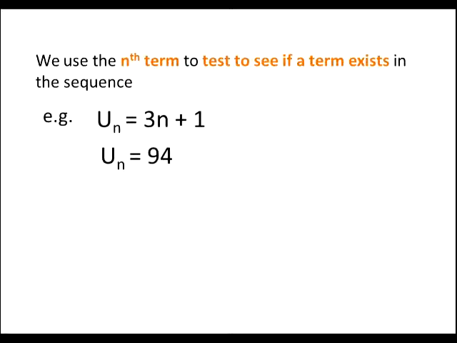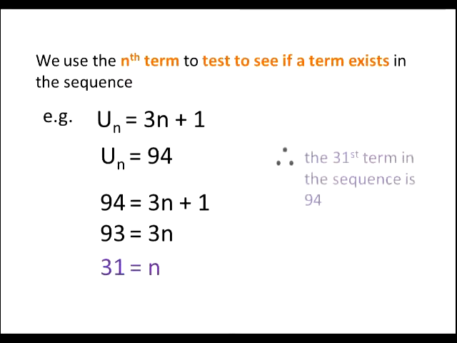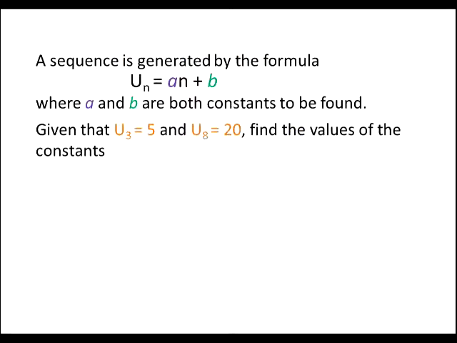Like before, we can use the nth term to test to see if a term exists in the sequence. If we have an nth term 3n plus 1, and we want to know if 94 is in it, we put them equal to each other: 94 equals this nth term, and if it is, then 94 is inside that sequence. You just solve it like a normal equation: subtract 1 from both sides, divide by 3, and we know that 94 is the 31st term along in the sequence 3n plus 1. Again, this isn't anything new to you. However, this looks far more difficult, and you didn't come across anything like this at GCSE.